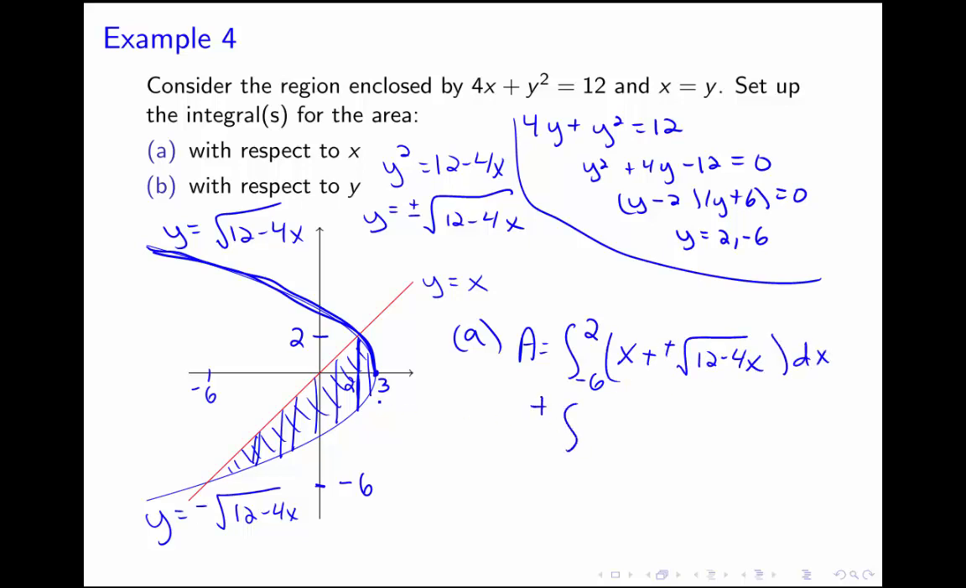Then I'd have plus an integral from 2 to 3, where my top curve here would be my positive square root of 12 minus 4x, and the bottom curve here would be this negative square root of 12 minus 4x, or I'd have plus that positive there. So that looks like rather a messy setup, but that would represent my area of that region with respect to x. So what about looking at the area of this region with respect to y?